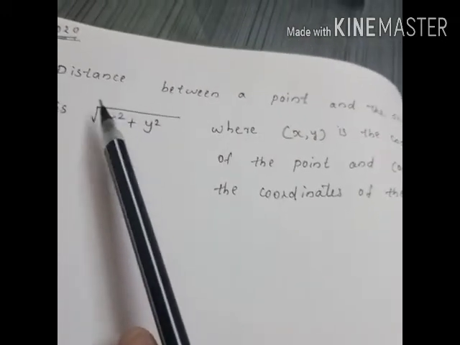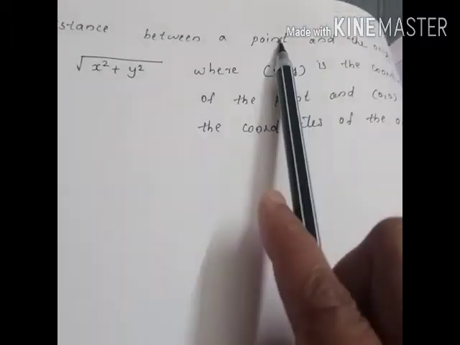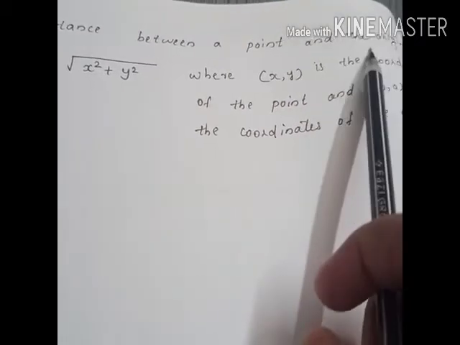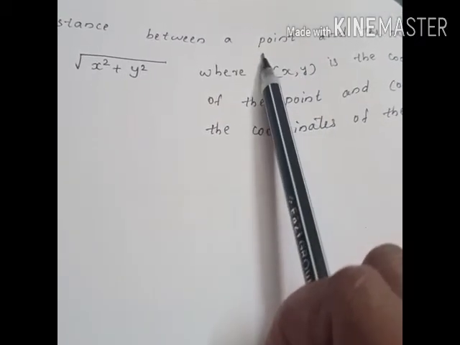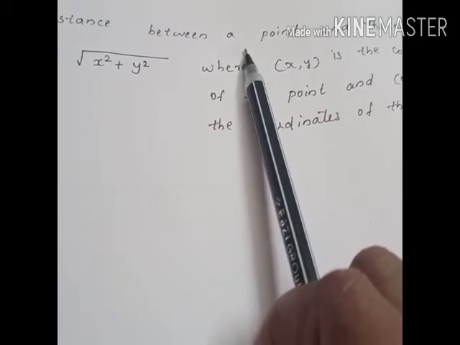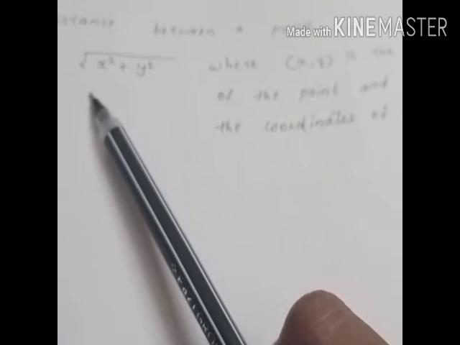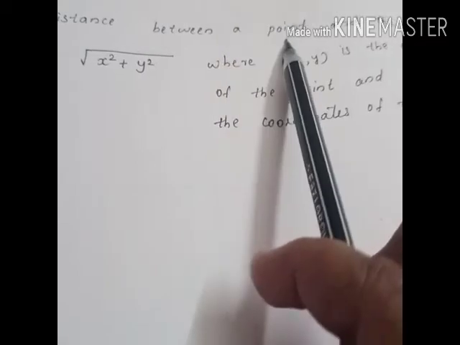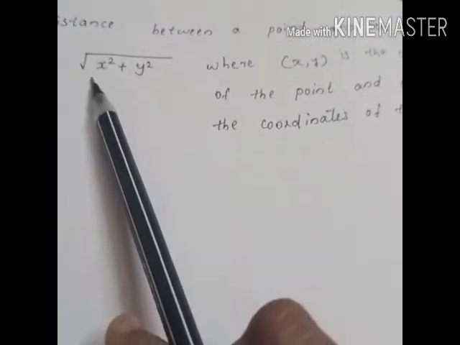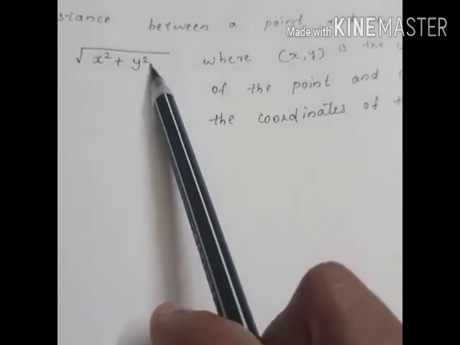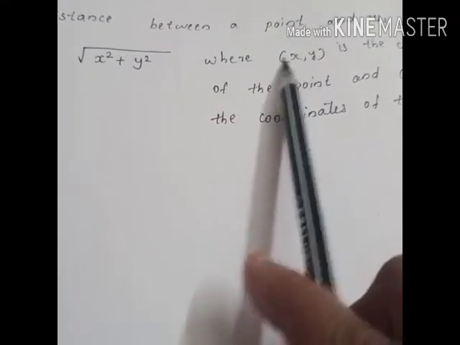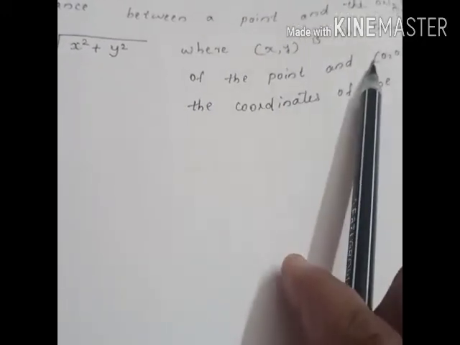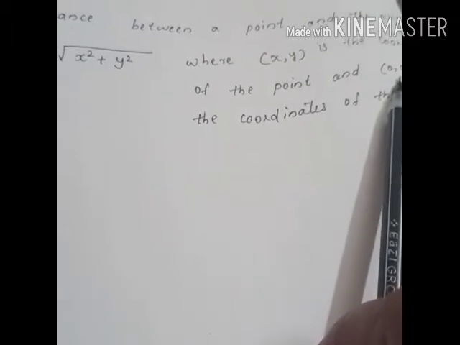As point 1, the distance between a point and the origin. How can we find the distance between a point and the origin? In exercise 7.1 question 2 we already found it using the distance formula. But here we have another direct formula for finding the distance between a point and the origin. That will be equal to root of x square plus y square, where x and y are the coordinates of the point. In this case there is no need to bother about the coordinates of the origin.